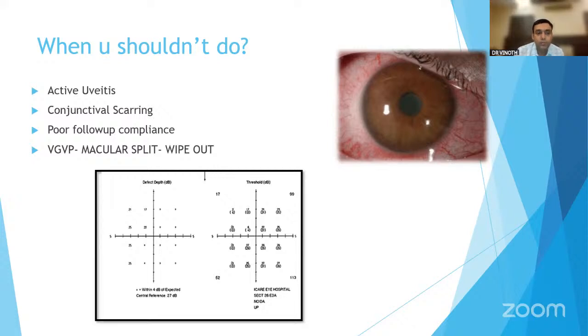And coming to the very guarded visual prognosis, the macular split or a wipeout phenomenon. So always look for the macular split when you go for a combined surgery, because it can lead to a wipeout phenomenon where the patient may lose the vision following a combined surgery. It happened to me in one case, out of thousands of cases, where a wipeout happened. So always check for the macular split and tell the patient regarding the guarded visual prognosis before taking them for a combined surgery.